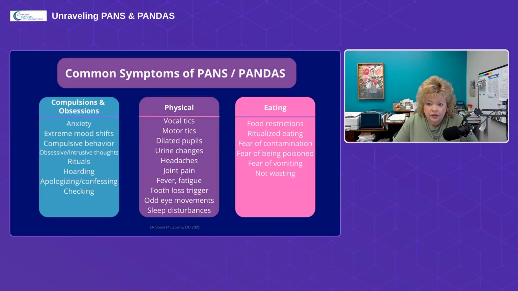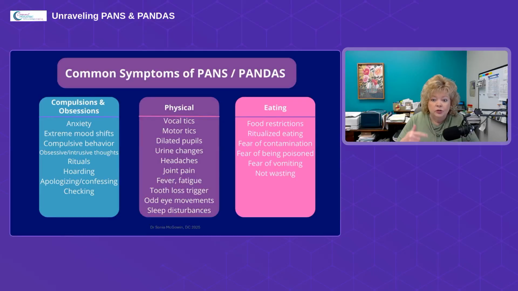Losing teeth is a major trigger for especially PANDAS. So a lot of times parents will say, every time he loses his tooth, he regresses. His behavior gets worse. He starts having tics again. So sometimes it's a loss of a tooth. Sometimes it can happen again as that new tooth erupts. Sometimes even things like a cleaning at the dentist or placing of braces will cause kids to regress as well.